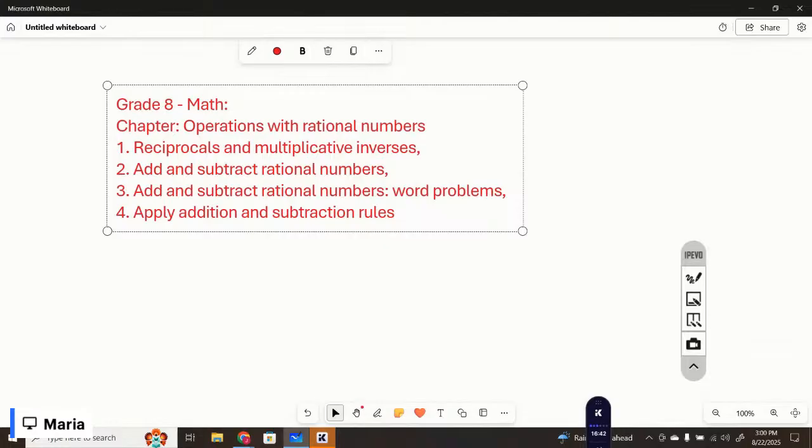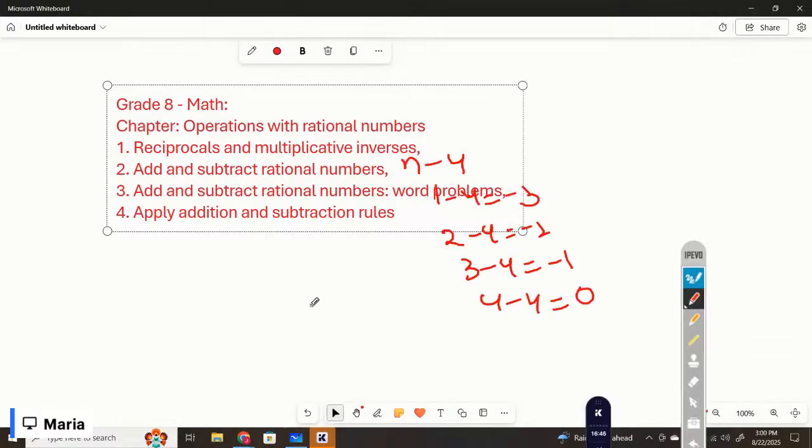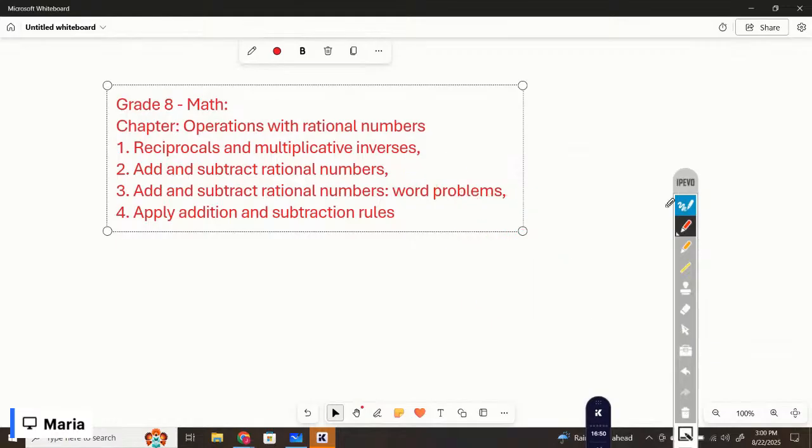We are here for grade 8 math. You can find all the lessons on aplusstudents.com.